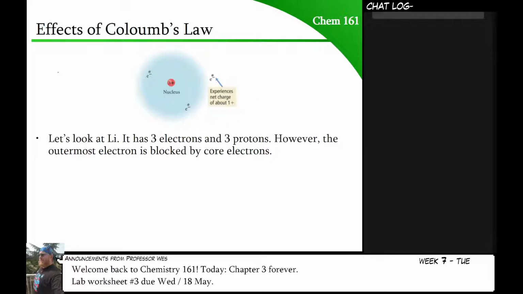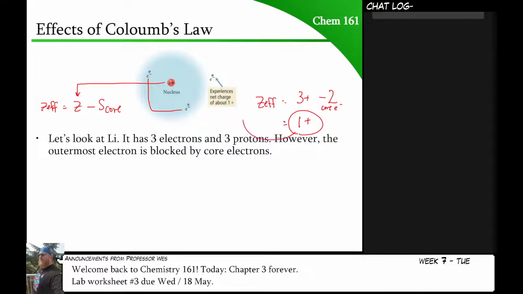So we're going to calculate the effect of Z effective, the effective nuclear charge, in this manner. What's the atomic number? And then we're going to subtract the number of core electrons. So here, as our example, Z effective would be: there are 3 protons, and I have 2 core electrons. In other words, this is the charge that my valence electron on lithium feels.